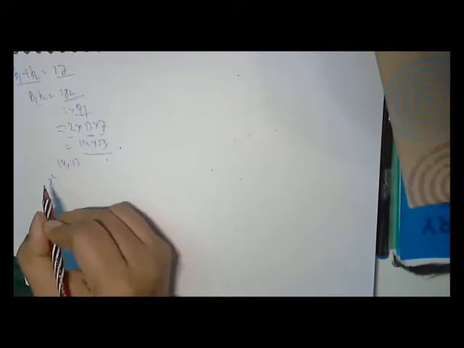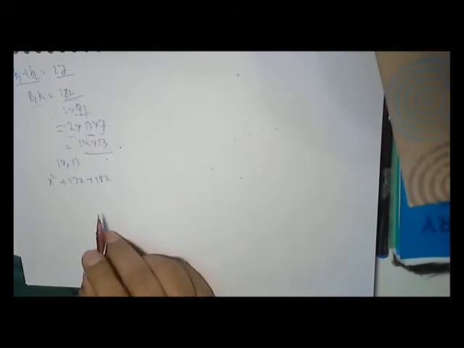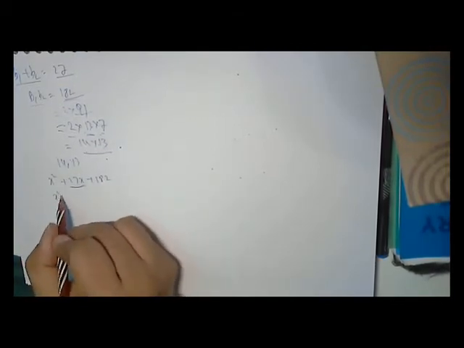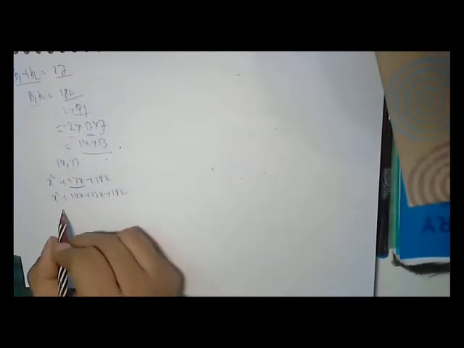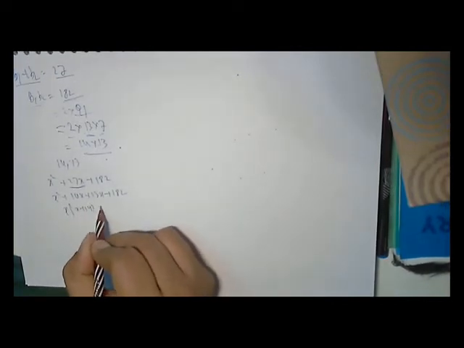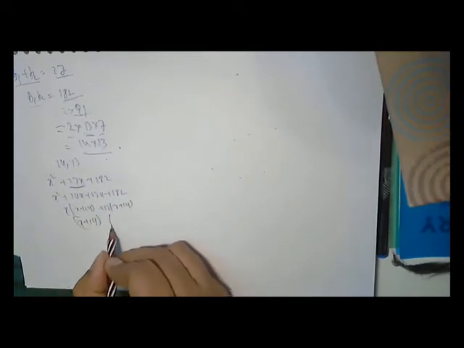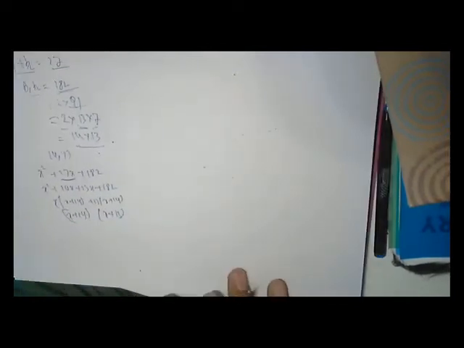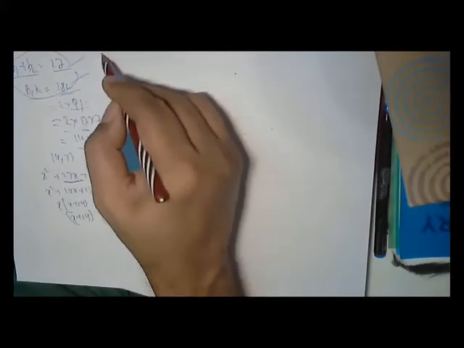Suppose the equation is x square plus 27x plus 182. Then how do I have to split this? x square plus 14x plus 13x plus 182. So x into x plus 14 plus 13 into x plus 14. So this is equal to x plus 14 into x plus 13. To learn this technique of how to split the middle term, this type of exercise is given. Let us do the second one.